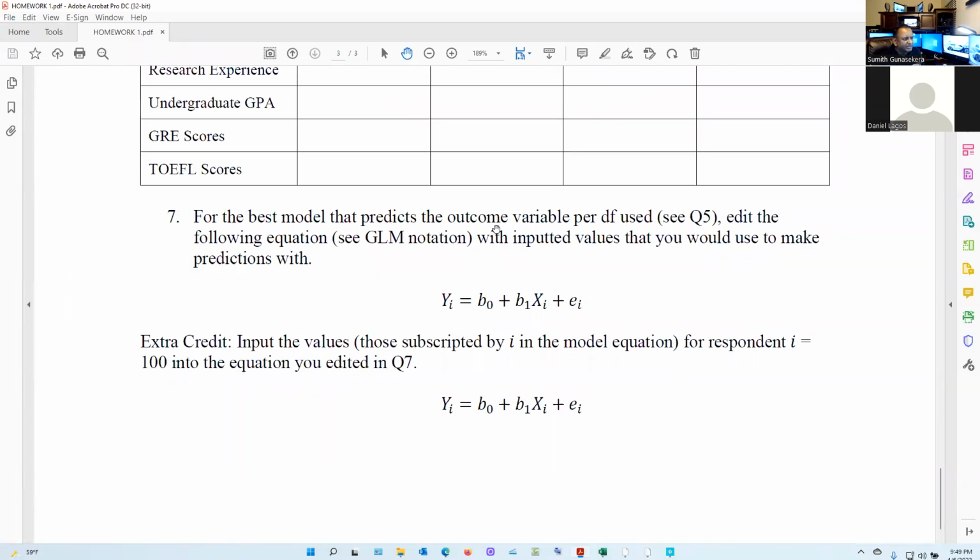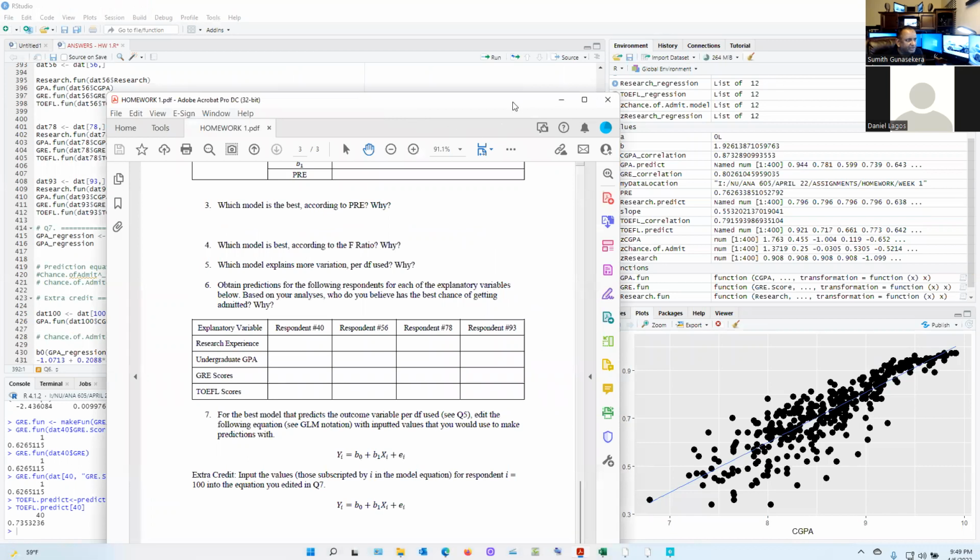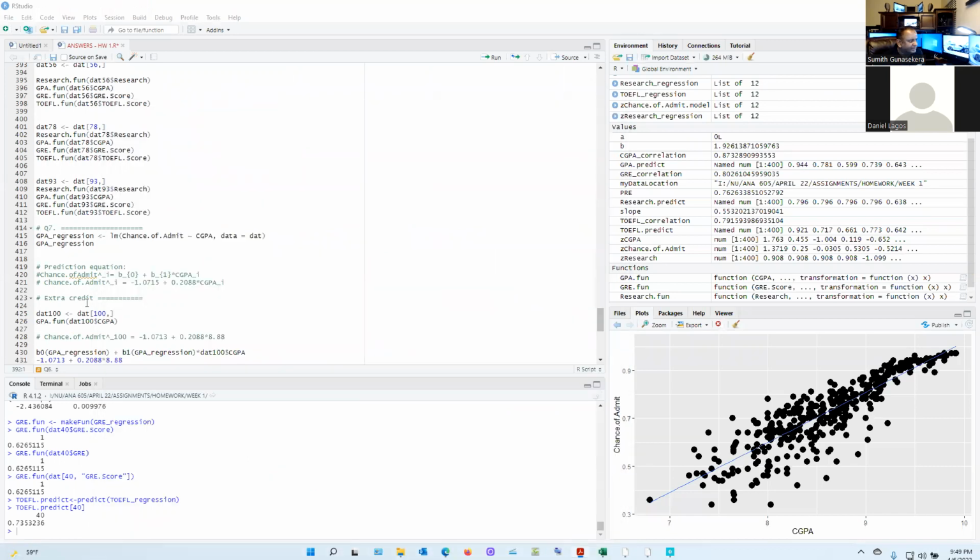In Q7, for the best model that predicts the outcome variable: you can remember, best model. For the best model that predicts the outcome variable per degrees used, see question 5. Fill in the following equation. What is the best method? The best one is the CGPA. You can remember, chance of admit of the ith person, Yi, that's the same thing. Chance of admit hat, I put the hat above this one, with the subscript. This is the B naught, this one, that's the chance of admit.